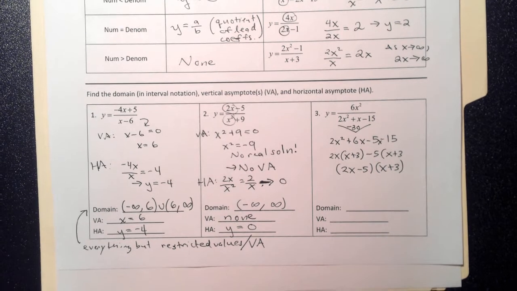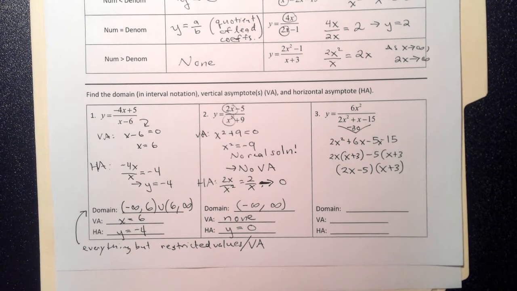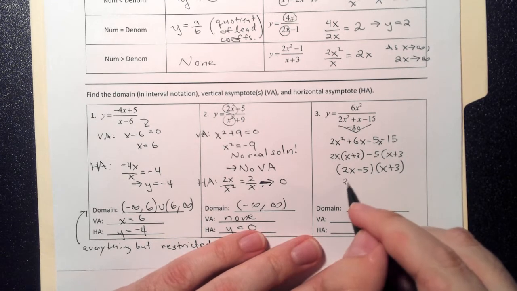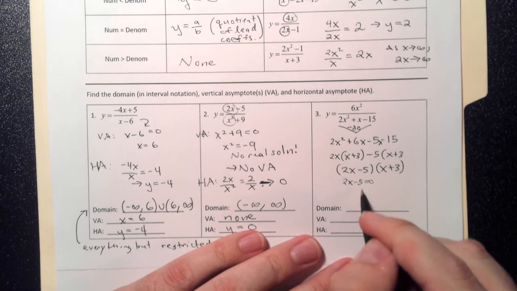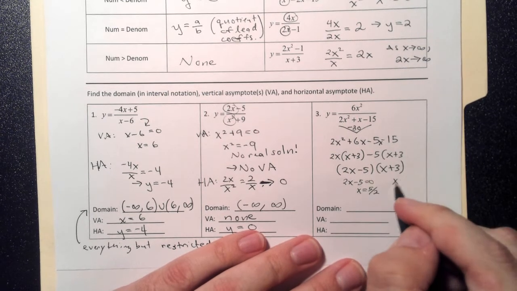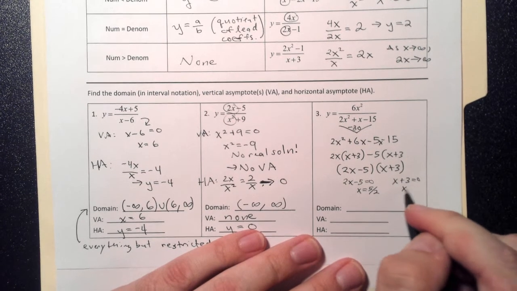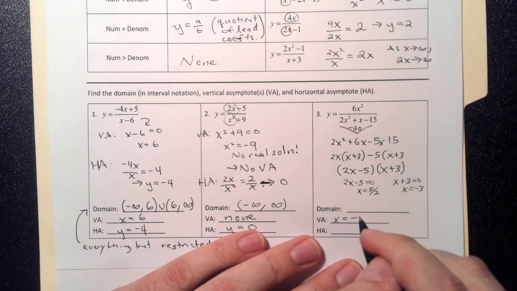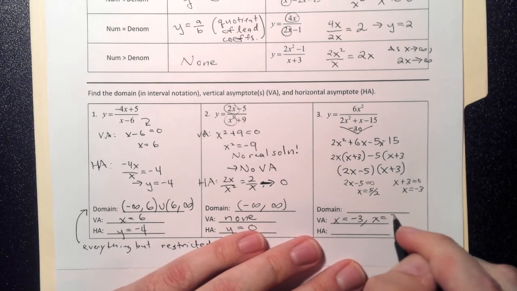Okay? And I want to know, what are my vertical asymptotes? Well, if I set these each to 0, what would I get? If 2x minus 5 equals 0, I add 5, divide by 2, get 5 halves. If x plus 3 equals 0, then x is equal to negative 3. And I see I have 2 vertical asymptotes once again.